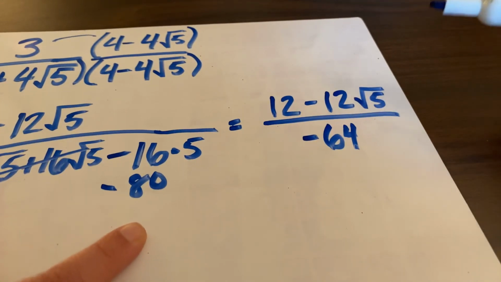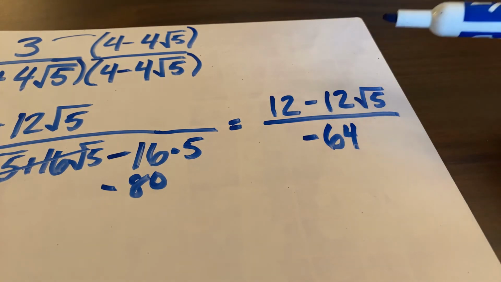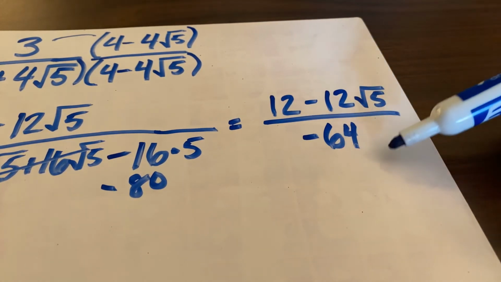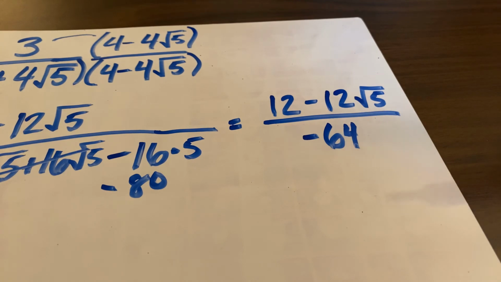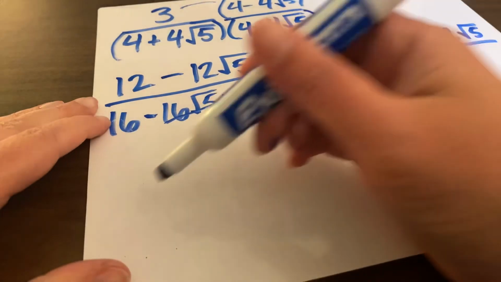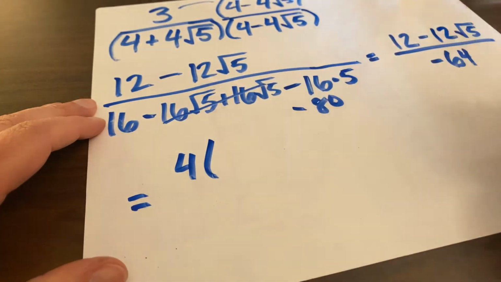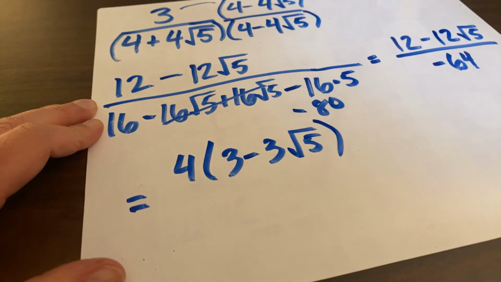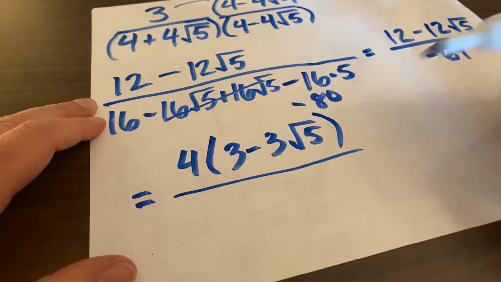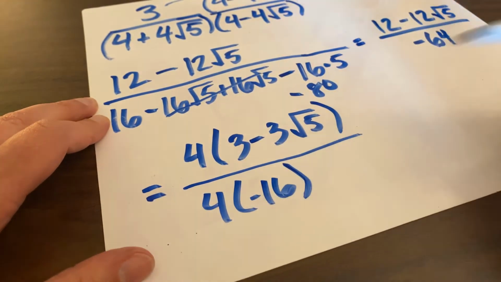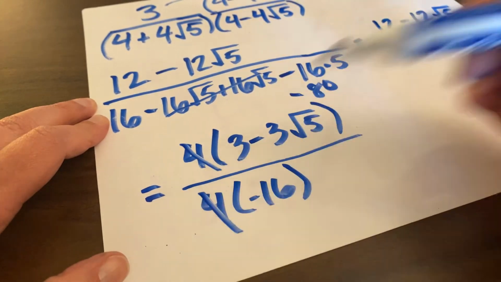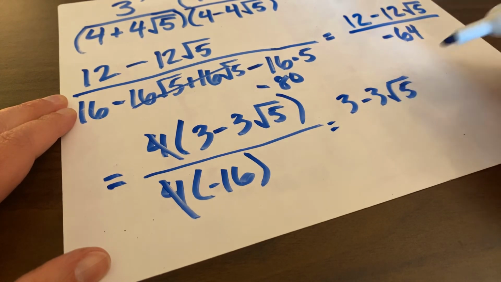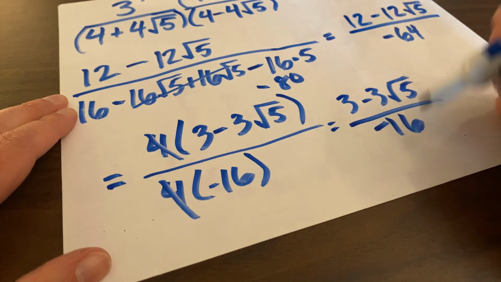And when I look at this, I think to myself, this can be simplified further, right? I know that 12 is divisible by 4, 12 square roots of 5 is divisible by 4, and 64 is also divisible by 4. So I'm going to factor out a 4 on top and a 4 on the bottom. So if I factor out a 4, I will be left with 3 minus 3 square roots of 5, right, over 4 times negative 16. Now, the 4's cancel, and I'm left with 3 minus 3 square roots of 5 all over negative 16.